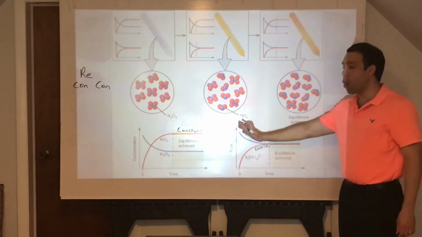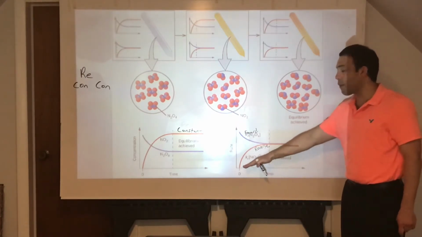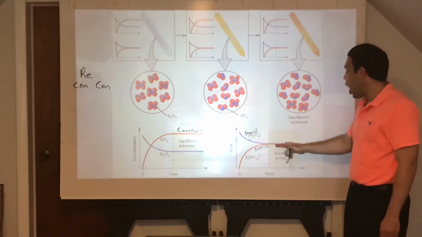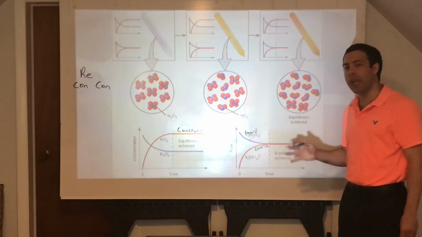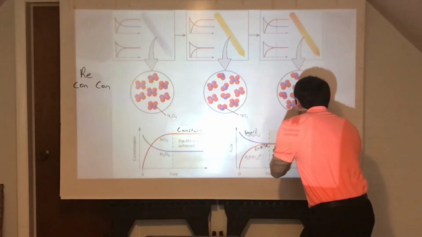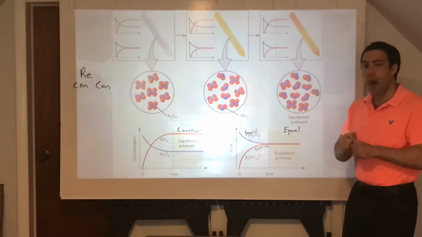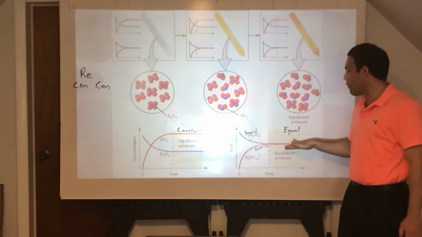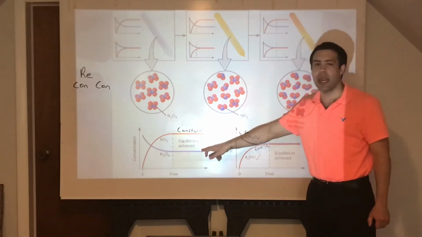Once again, the rate of the forward reaction as time goes on decreases, and the rate of the reverse reaction increases until the rate of the forward and reverse reactions are equal. We reach equilibrium when the rates of the forward and reverse reaction are equal and the concentrations remain constant.